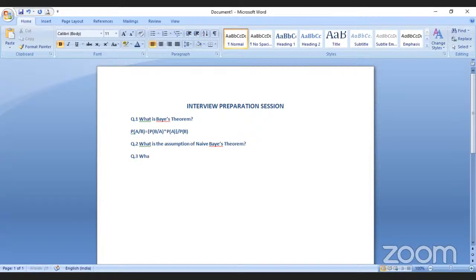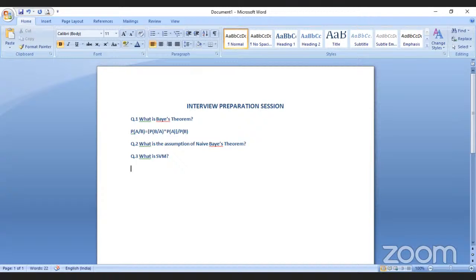Then, what is SVM? This is also called a black box technique. In SVM, we plot each data point in n-dimensional space, with the value of each dimension being the value of a particular coordinate. Then we perform the classification by finding the hyperplane that differentiates the classes very well. So that is SVM.